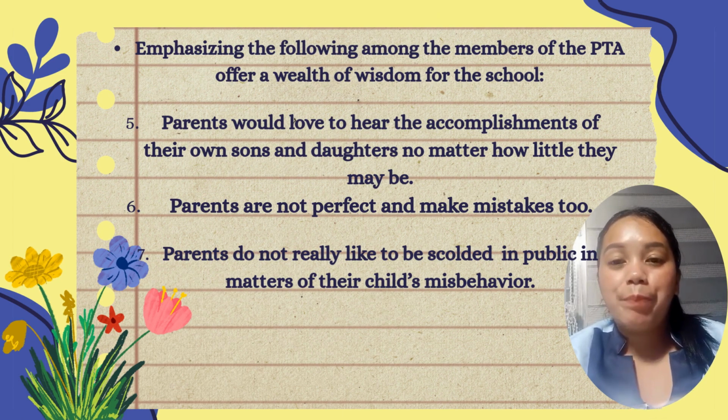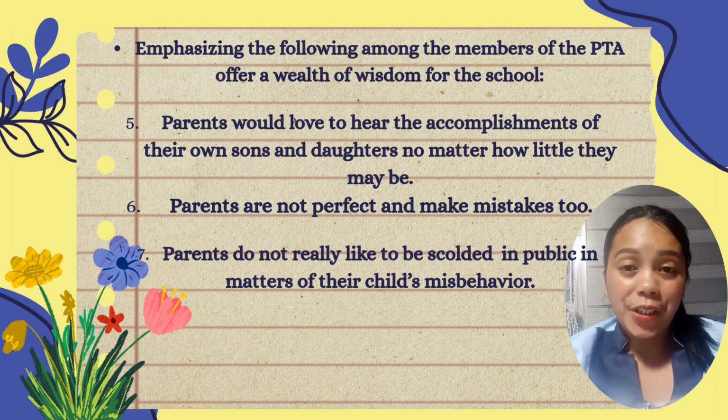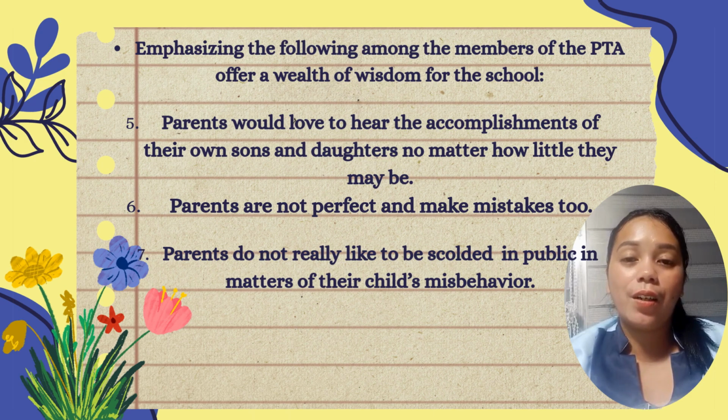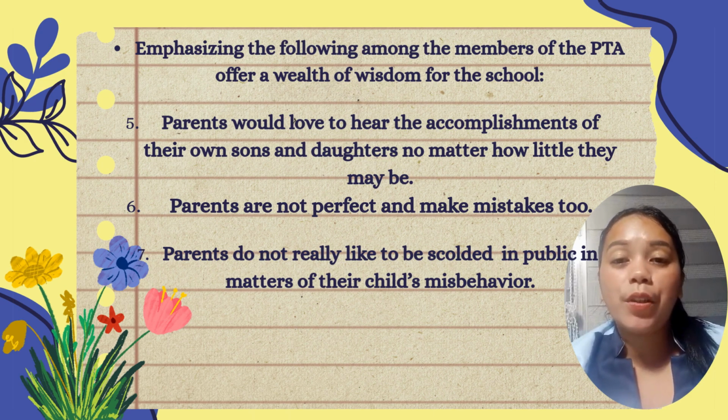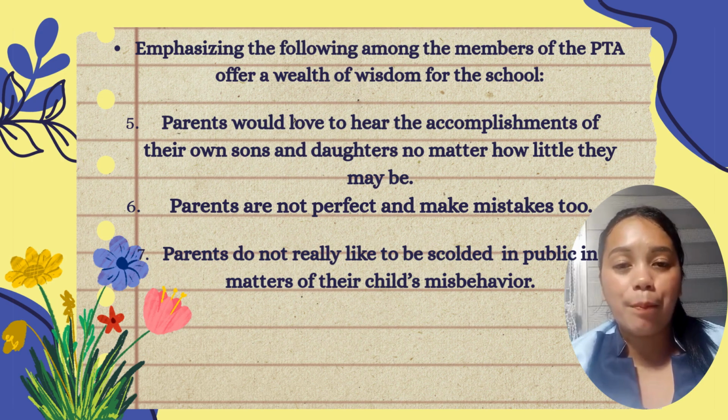Number 5, parents would love to hear the accomplishments of their daughter or son no matter how little they may be. So this means that parents are very happy and proud when the teachers share small achievements of their child. For example, during the PTA, the teacher tells the mother that her child was able to read 5 new words. Even though it seems small, Maria's parents feel proud and motivated to support her child. Sharing small accomplishments builds a positive relationship between the school and the parents.